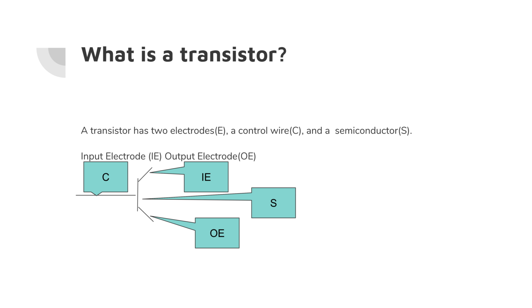So, I think the control wire is actually more of the input than the input electrode. That's more of the current. Yeah, that's more of a current. And C, the control wire, is more of the conditional input.